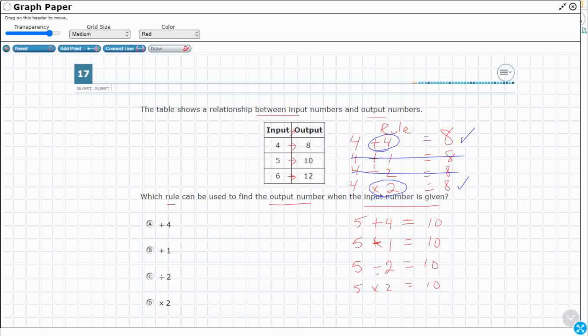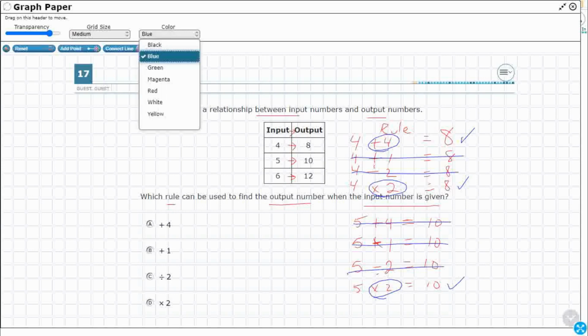Alright, so I've copied all of these out. Let's get blue going here. And let's see. 5 plus 4 equals 10? No, that equals 9. 5 plus 1 equals 10? Nope, equals 6. 5 divided by 2, that's 2.5. Okay, my multiply by 2 works. So instead of just writing all 4, the only one that really works for both is the times 2.